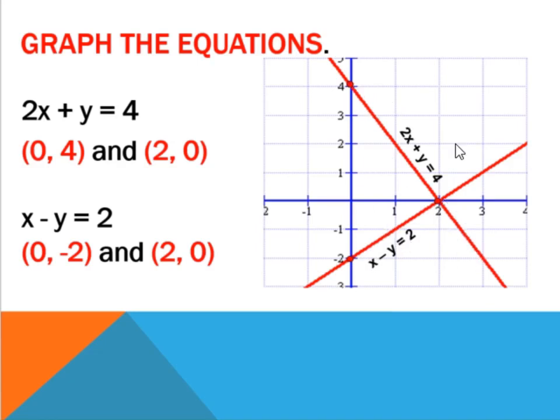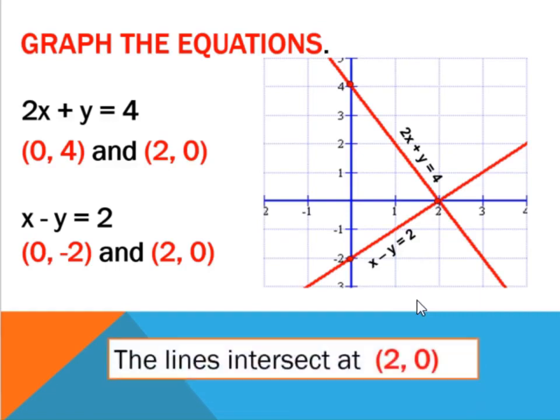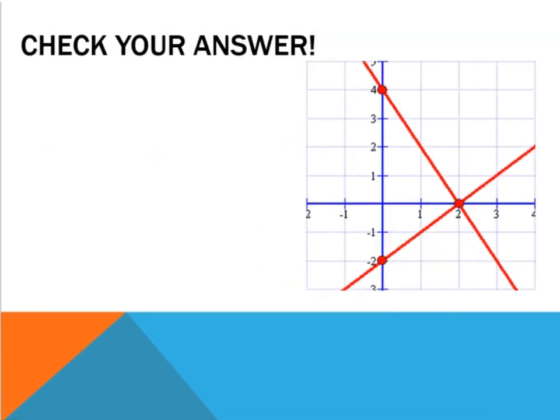So, mapapansin natin dito sa ating graph na yung dalawang equation ay nag-meet dito sa point na ito. Ano bang coordinates nito? That is 2, 0. Therefore, we can conclude that the lines intersect at 2, 0, and this 2, 0 is what we call as the solution to the system.